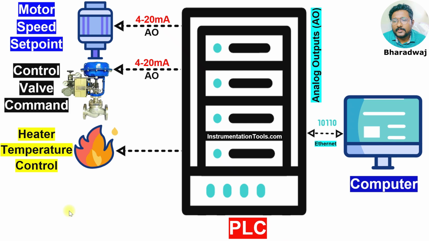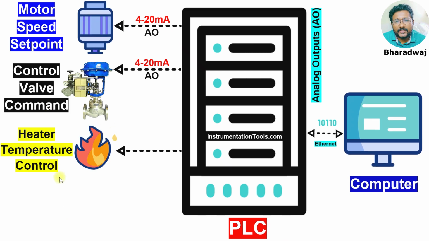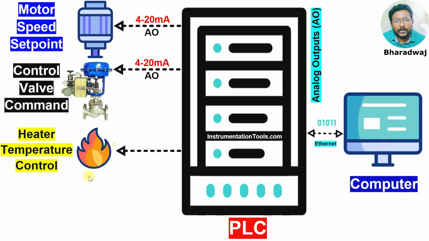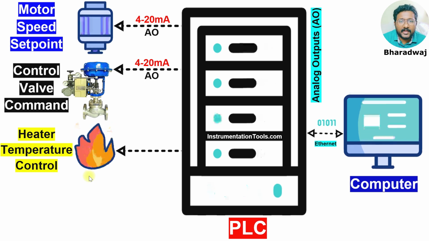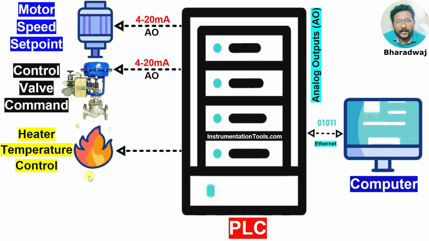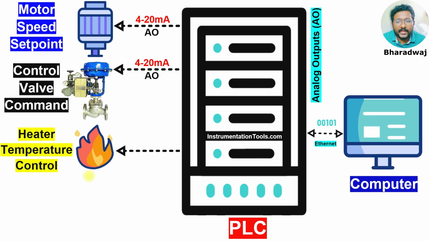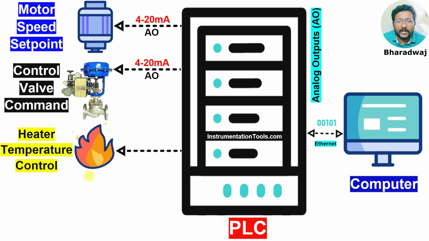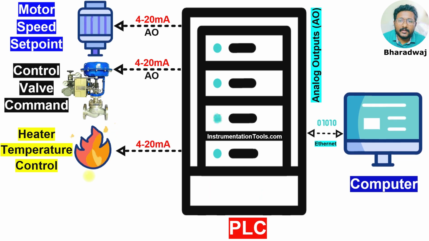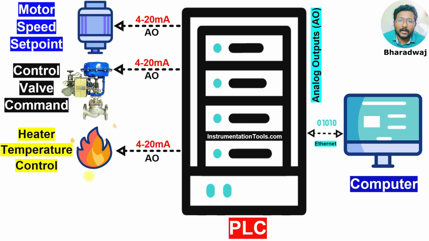One more signal is heater temperature control. Let's say you have an electrical heater and you can control the electrical heater temperature based on the 4 to 20 milliampere signal. This is also an analog output.